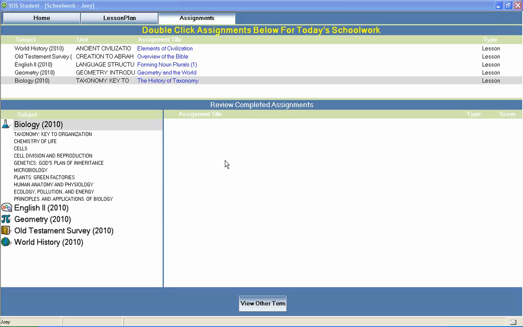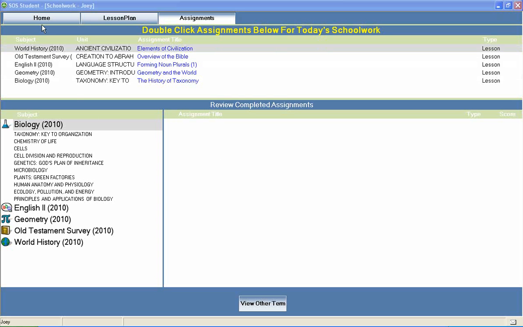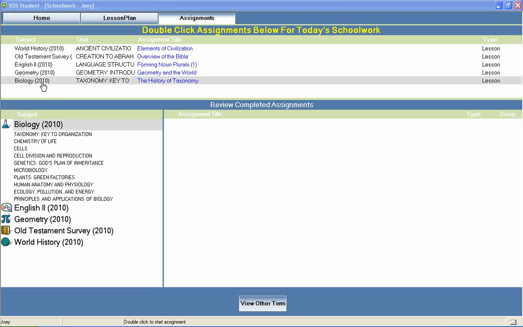Welcome to Switched On Schoolhouse, a CD-ROM-based homeschool curriculum from Alpha Omega Publications. Switched On Schoolhouse Biology is a high school science course that is typically included in a 10th grade course of study. Topics include taxonomy, key to organization, cells, genetics, God's plan of inheritance, plants, green factories, ecology, pollution and energy, and much more. Now let's take a look at a biology lesson to see how concepts like these are covered.